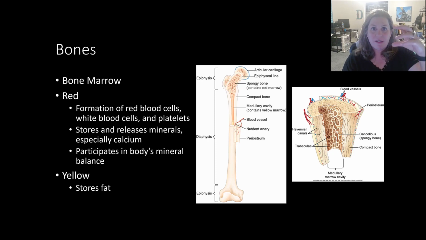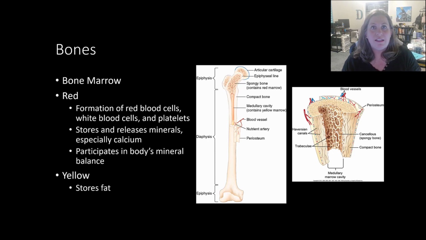Now, if we go back to the epiphysis, the two sides, that is going to be where we see the red bone marrow. Red bone marrow is going to be where the formation of red blood cells, white blood cells, and platelets takes place, that hematopoiesis we just talked about. We also see that the bone, when we're talking about the spongy bone as well as the compact bone, is going to help us store calcium and phosphorus.